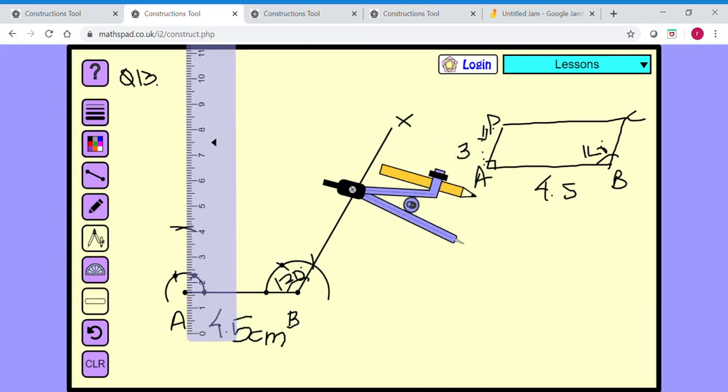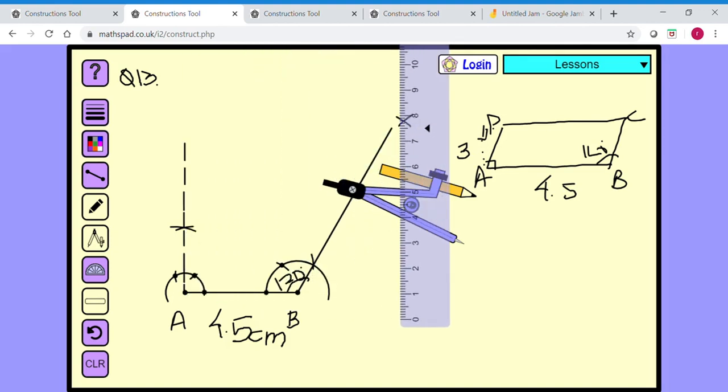Now I have to draw a dotted line, because this line is not required in the diagram. This is outside the diagram. So now I'm making the 90-degree line. Done. I mark that this is 90 degree.